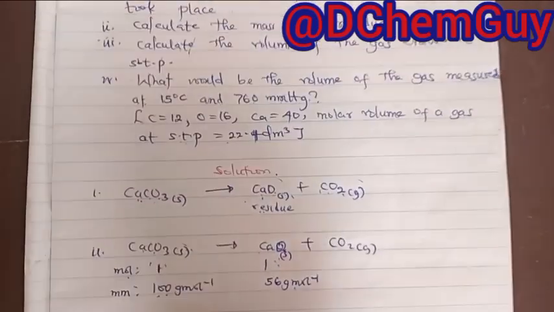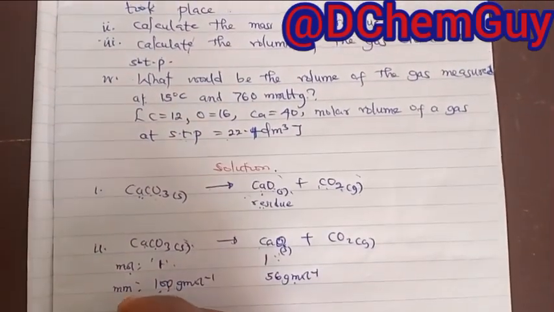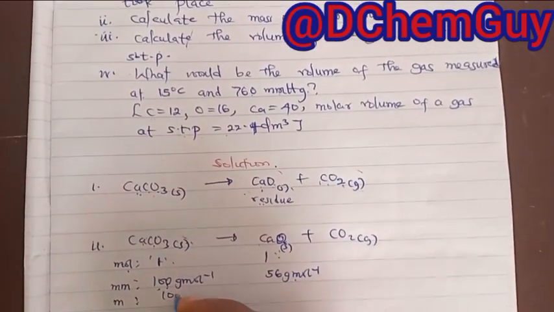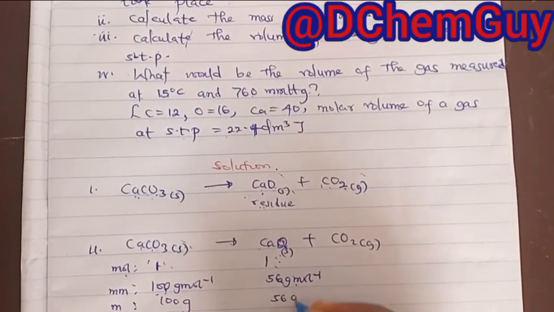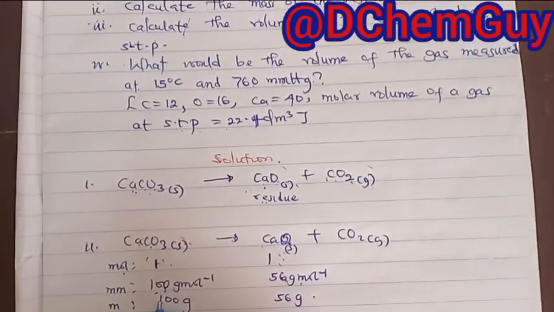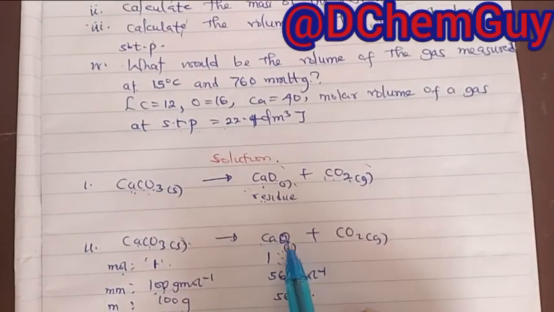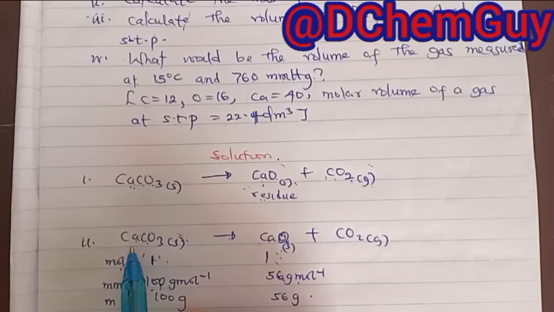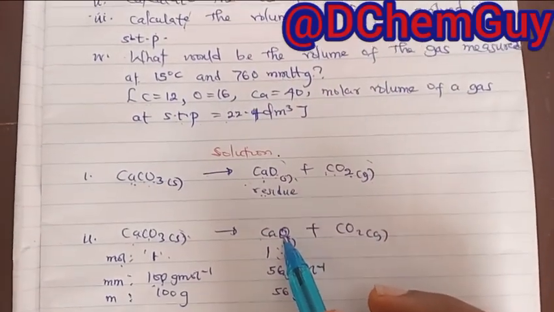Am I right? So mole times molar mass will give you gram. By the time you multiply this by this, let me say mass, we have 100 gram, and this by this, we have 56 gram. So theoretically, if this reaction takes place, 100 gram of calcium carbonate is going to give you 56 gram of calcium oxide.